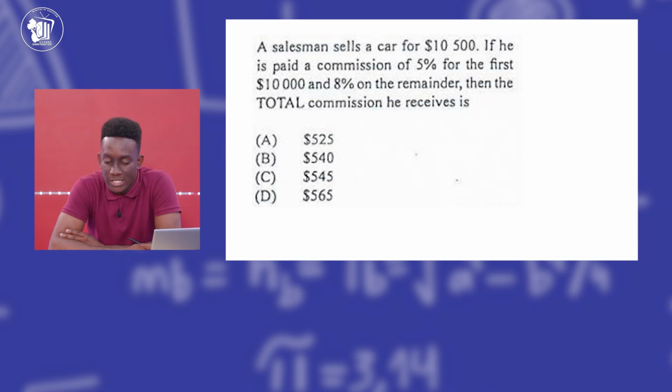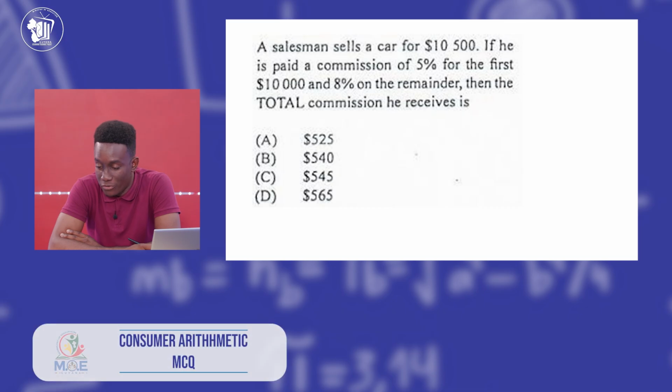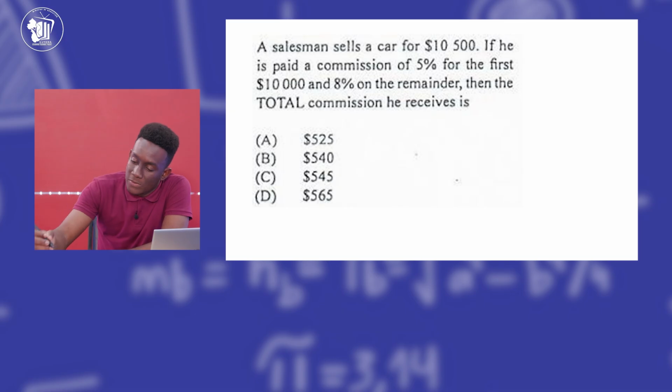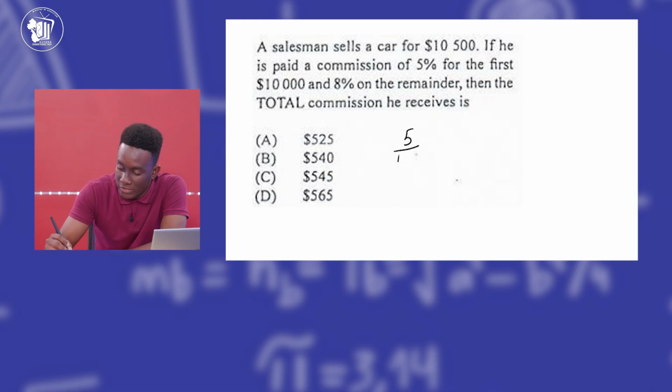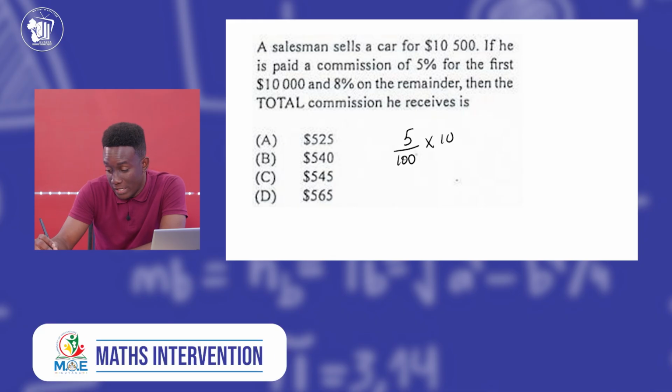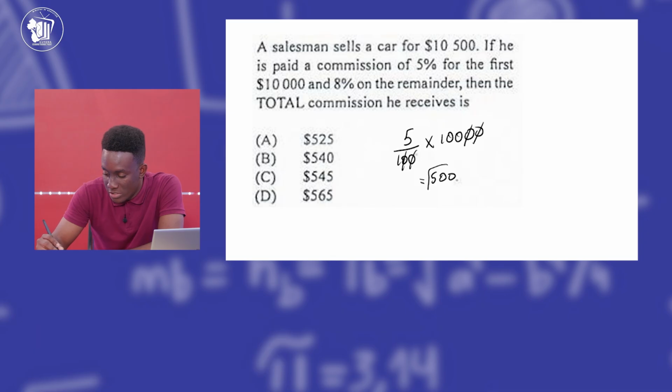So the next question says, a salesman sells a car for $10,500. If he is paid a commission of 5% for the first $10,000 and 8% for the remainder, then his total commission is, so we see he sells a car for $10,500 and he's paid 5% for the first $10,000. So let's find 5% of 10,000. So 5 over 100 multiplied by 10,000. So this 0 goes with that 0, this 0 goes with that 0. 5 times 100 would be 500. So this is the amount of money he will make for the first 10,000.